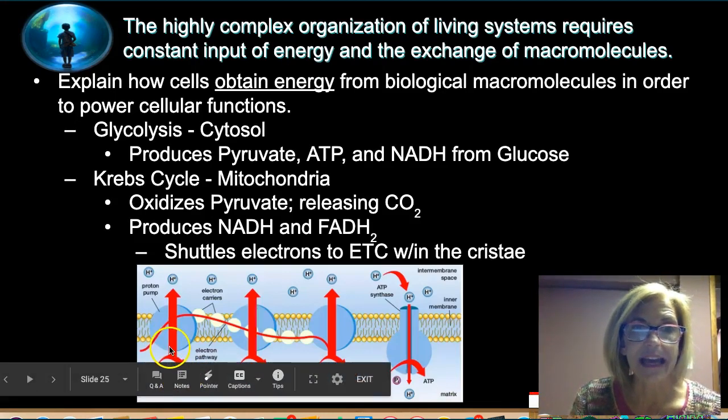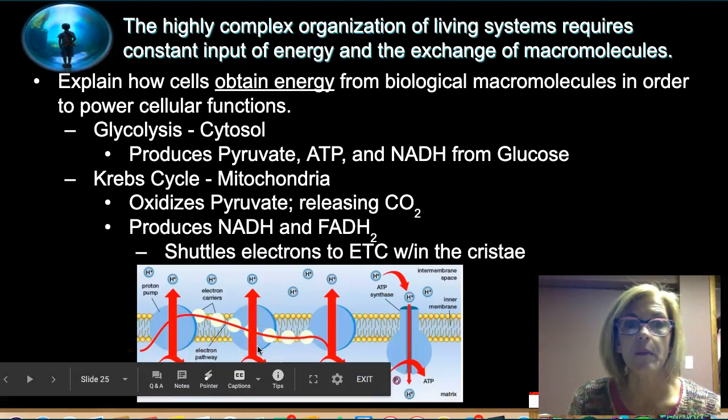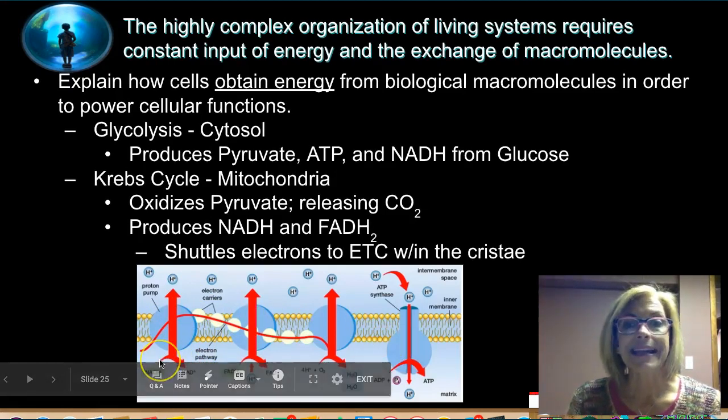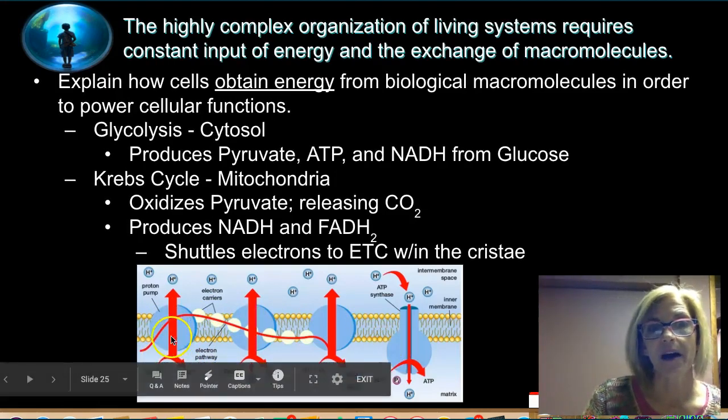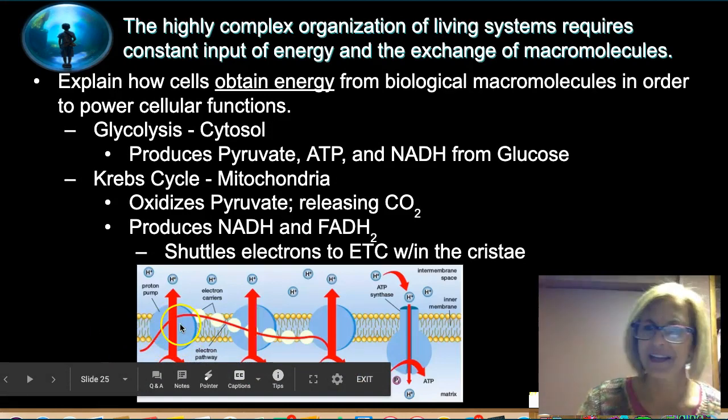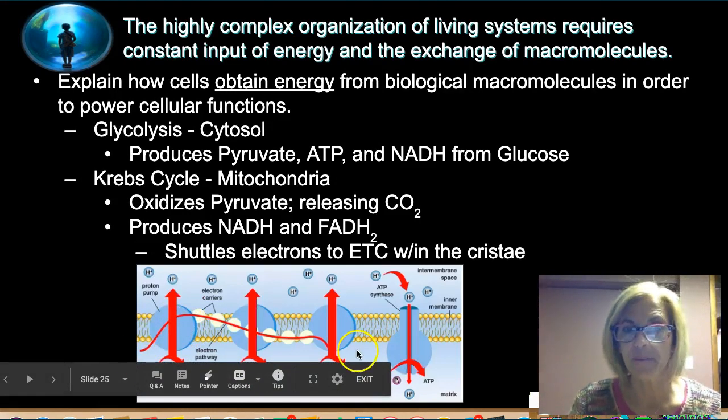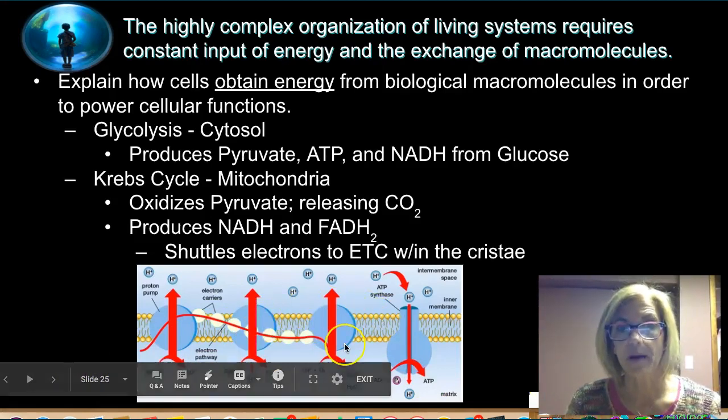So NADH and FADH2 are delivering electrons to this electron transport chain. NADH moves in at a lower location, I guess you would say. It powers 3 pumps, whereas FADH2 is closer to the oxygen molecule, so a little bit higher level, and only powers 2 of those pumps.